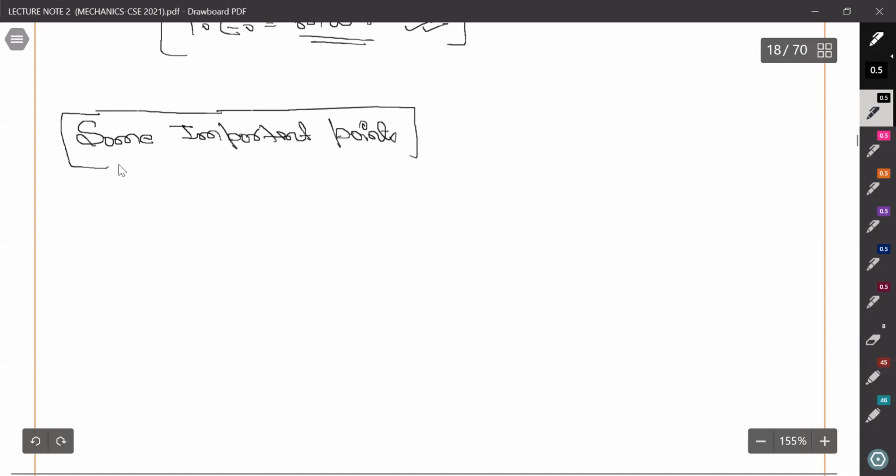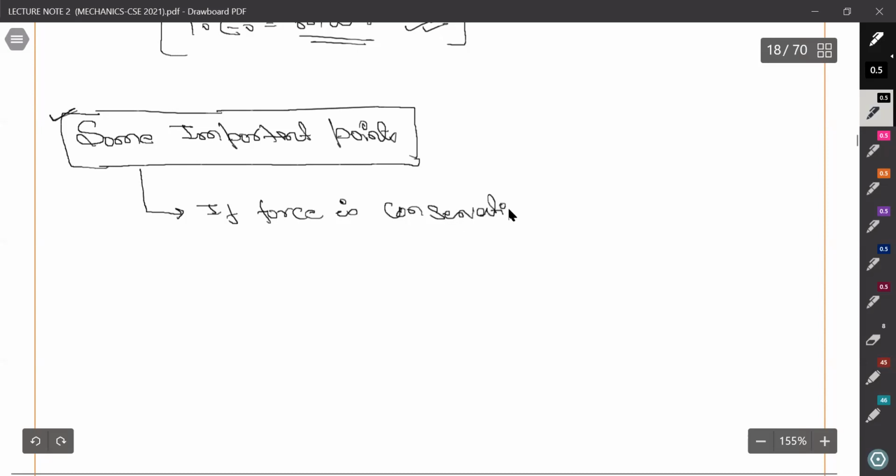I'm concluding this conservation of energy with some important points. Also, we will solve one or two more questions, so don't worry about that. First one, if the force is conservative, then what? Total energy is conserved.